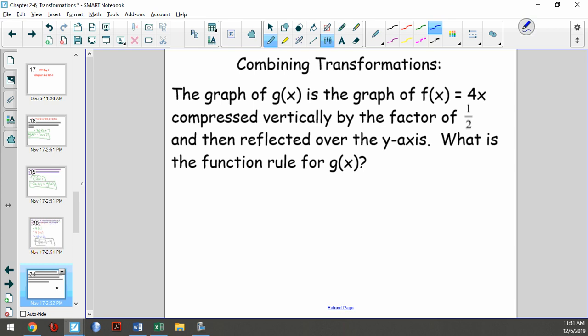Take this comma by comma. The graph of g of x is the graph of f of x, which equals 4x, compressed vertically by a factor of half. So I need you to do this first. So what does it mean to compress a function? What are you doing?